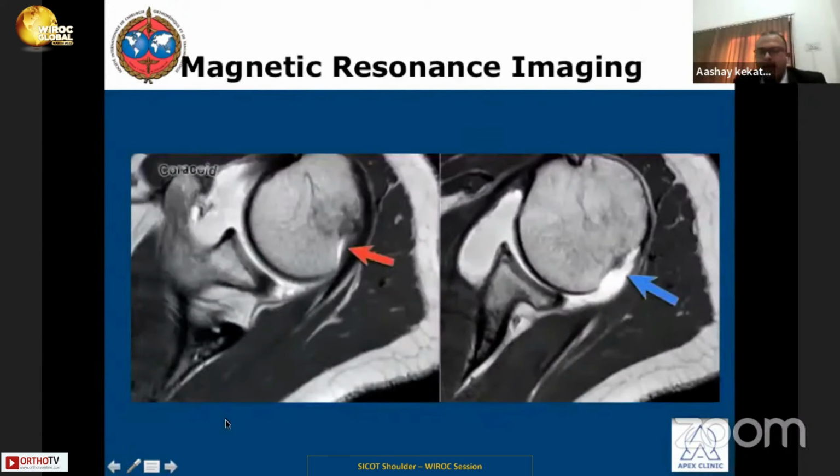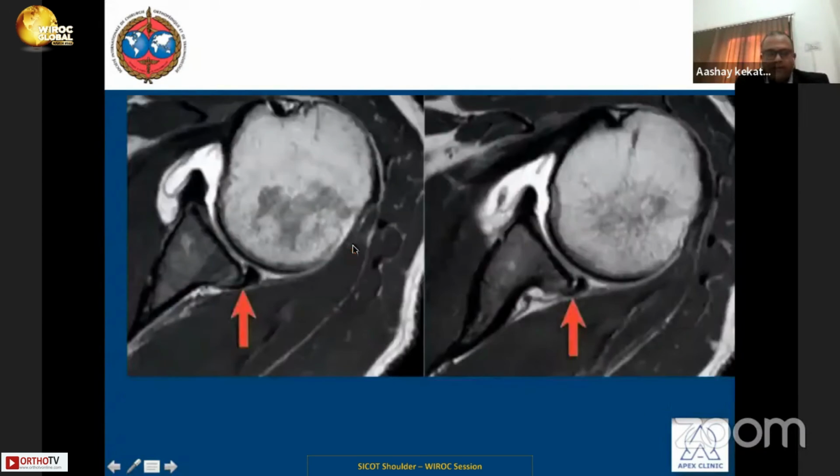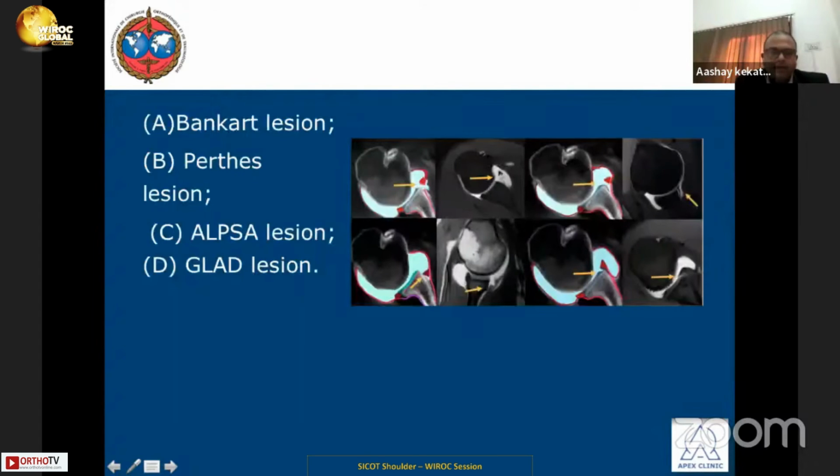Coming to magnetic resonance imaging, it is the workhorse and the most sought-after modality. There is some debate about the use of gadolinium for assessment of capsular tears, but as you can see, it can very well show you the amount of Hill-Sachs. And then this is the capsulolabral complex, which can be easily evaluated on the MRI, and you can see the different types of lesions: the anterior labral lesions, the Bankarts, the Perthes, the ALPSA, and the GLAD lesion very well on an MR arthrogram.